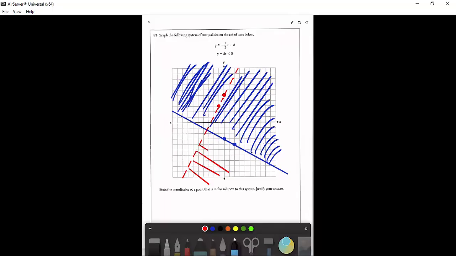And I need you to see this. So I'm shading below. Now, I'm going to label the solution set with a big Superman S. That is the area that has blue and red. That makes it the solution set.